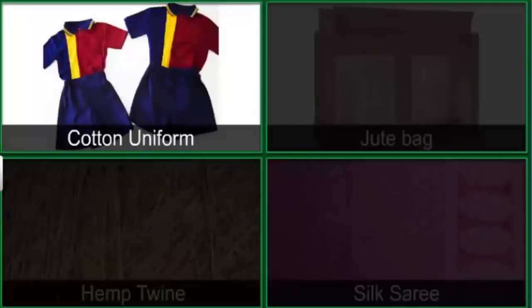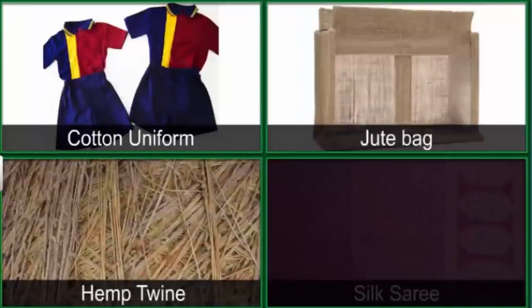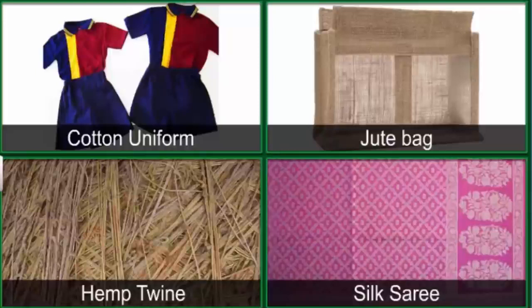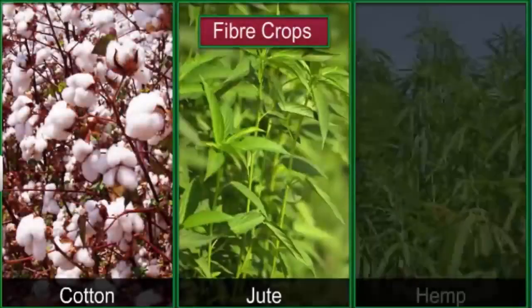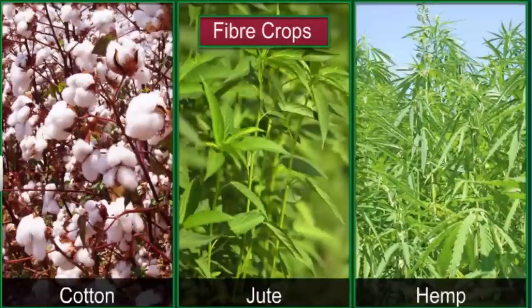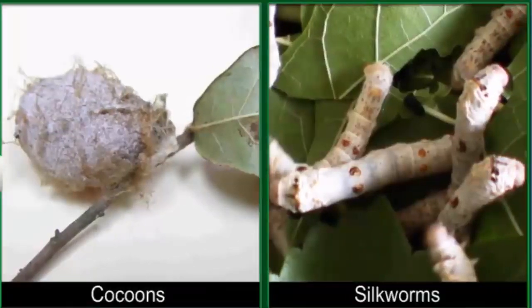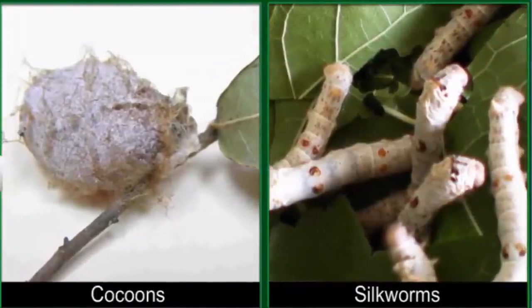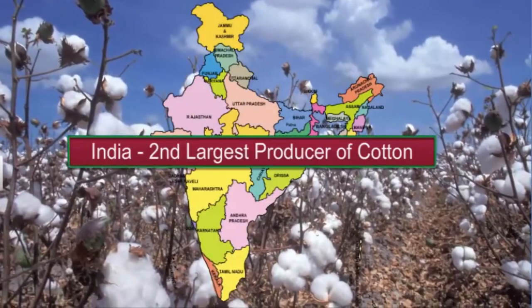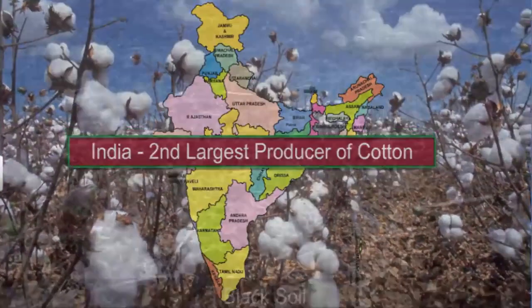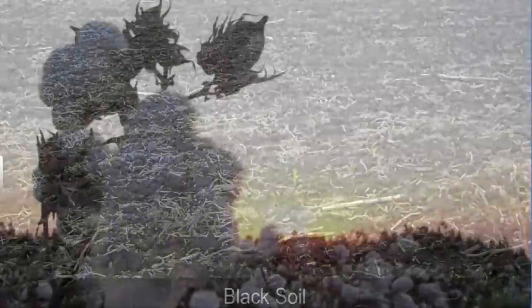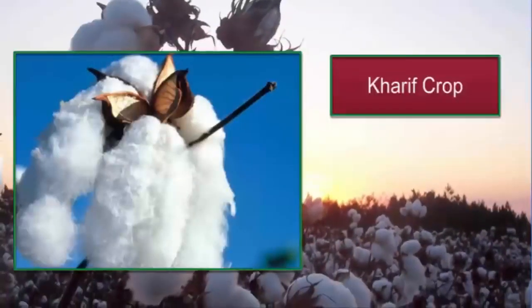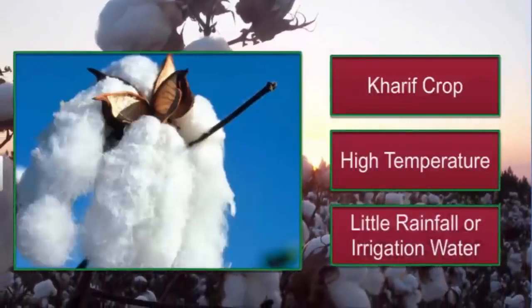The cotton uniform you wear, your jute school bag, the hemp twine you see being used to tie things together, and your mother's silk sari are all made from natural fibers. While cotton, jute and hemp are grown as fiber crops, silk is obtained from cocoons of silkworms fed on mulberry leaves. India is the second largest producer of cotton in the world. Cotton grows well in the black soil of the Deccan Plateau. It is a kharif crop and requires a high temperature and light rainfall or irrigation for proper growth.